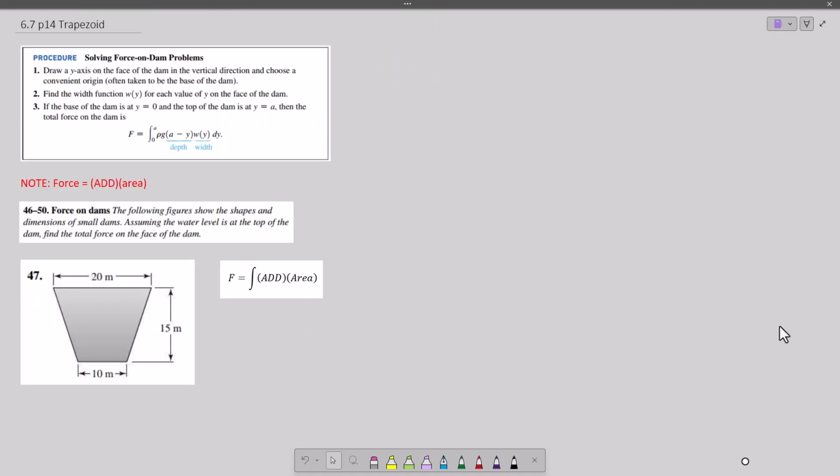So let's do one of these. So we've got a dam wall, we've got the force on the wall. We want to know what that force is.